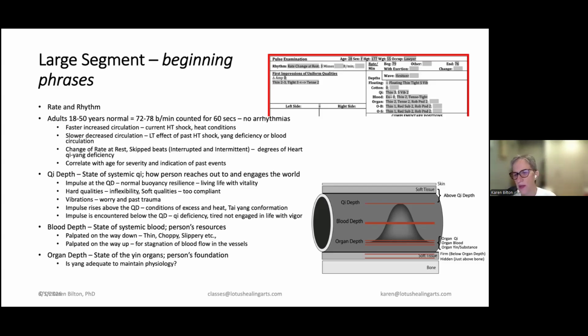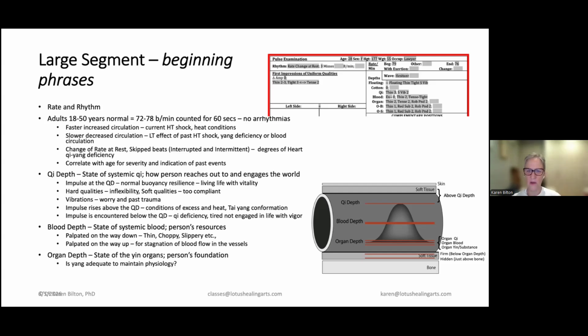When we palpate, as I was saying before, we palpate on the way down through the chi, blood, and organ depth, and we should on the way down have increasing activity as we go down through the depths. Now we also palpate leaving the organ depth, up through the blood depth to the chi depth. And as we come up, we should have that converse situation of the impulse coming under our fingers and there being less activity as we go up through the depths.